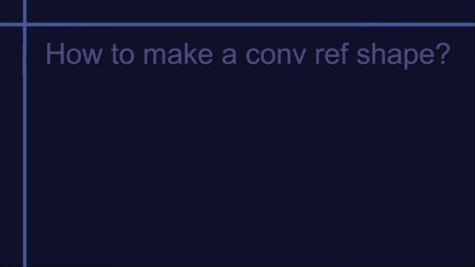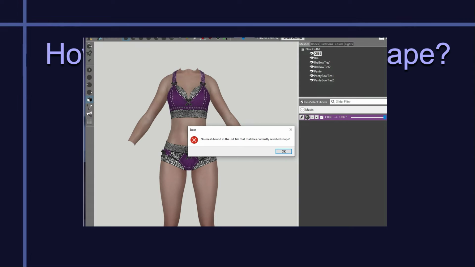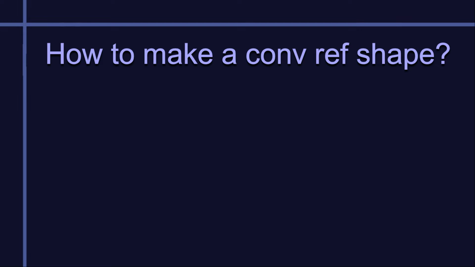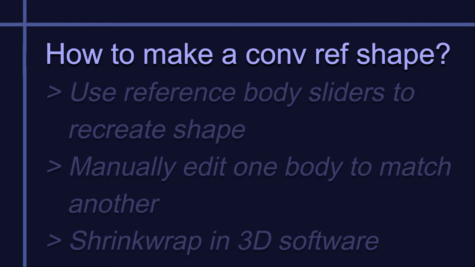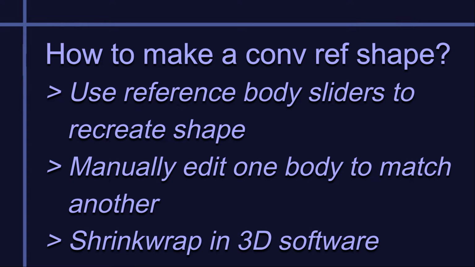If you can't find a conversion reference shape for the slider that you want to make, then you'll have to create your own. The only trick is that you usually can't slide directly between different body types, and so you have to create the shape that you want from the existing body shape, or vice versa. There are several ways that you can reshape one body into another. I'm only going to show you how to do the first one.